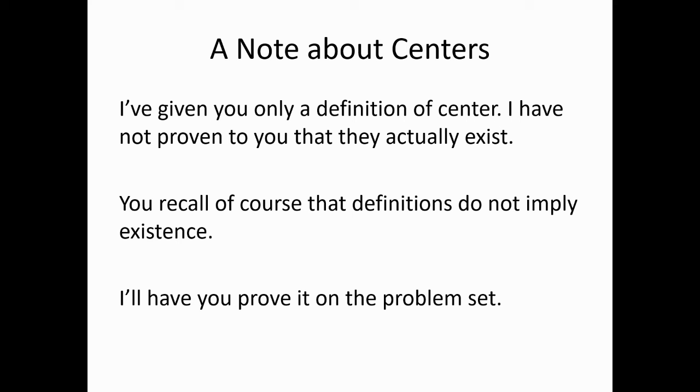Now, as has been stressed multiple times in this class, that I have provided a definition of a term does not imply that any object actually exists that satisfies that term. Think, for instance, of the example of a unicorn. I can define that term, at least roughly, but that doesn't mean that unicorns exist. So one of the problems in front of us then is to actually prove that a regular polygon does have a center. And this will be done in the problem set.